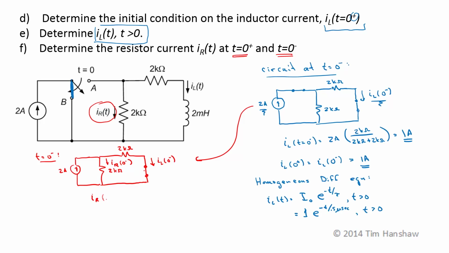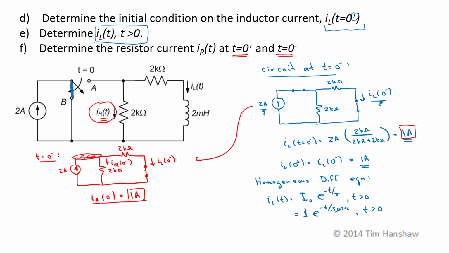Now this is still a current divider. So I sub R at 0 minus is going to be 2 amps times the other resistance over the sum of the two, which is half, which is 1 amp. And that's a darn good thing because I sub L is 1 amp, I sub R is 1 amp. We have 2 amps going in here. If we do KCL at this terminal, everything matches up.